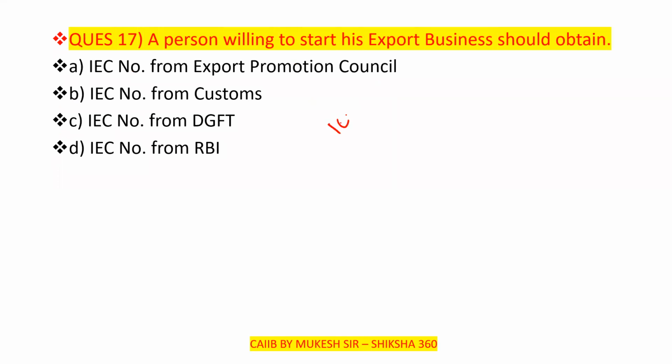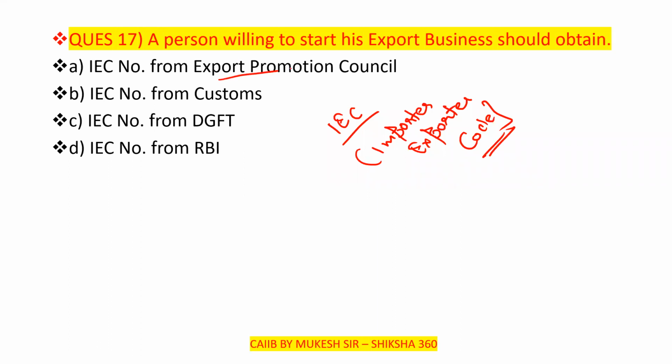IEC stands for Importer Exporter Code. This code has to be obtained from the Export Promotion Council, Customs, DGFT or RBI. The correct answer is that they have to obtain this code from the DGFT. The Importer Exporter Code is issued by the DGFT.